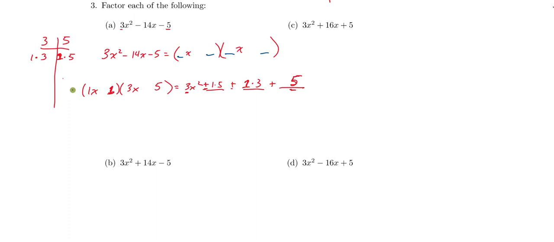Now, usually we don't write out our entire guess, because all that matters is that we get the middle terms correct. So usually what we'll do, when I want to check this ordered pair combination, is take 1 times 5. So there I do this 1 times this 5. And then I'm going to say, let's combine that with 3 times 1.